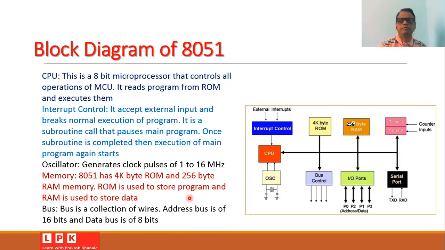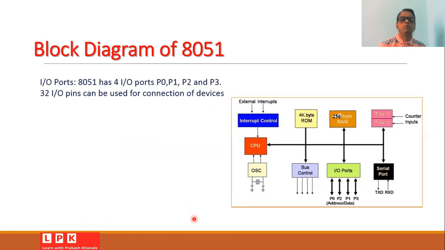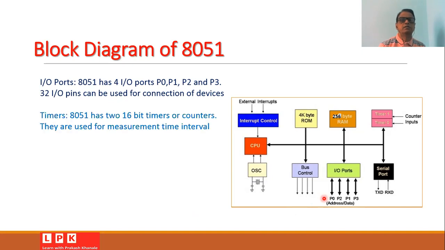It has a bus, and this bus is a collection of wires. So the address bus is 16-bit, while the data bus for 8051 is 8 bits. It has input-output ports to which we can connect some external devices. So there are 4 ports, P0, P1, P2, and P3, and each port is of 8 bits, and therefore there are 32 IO pins available to which we can connect the external devices.